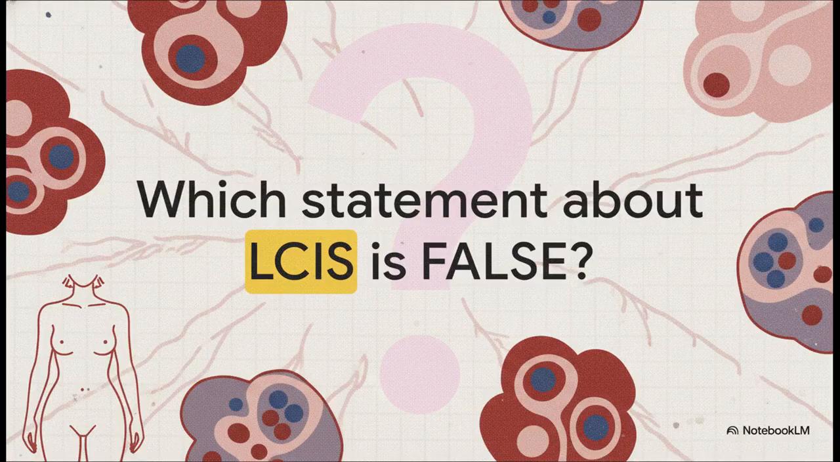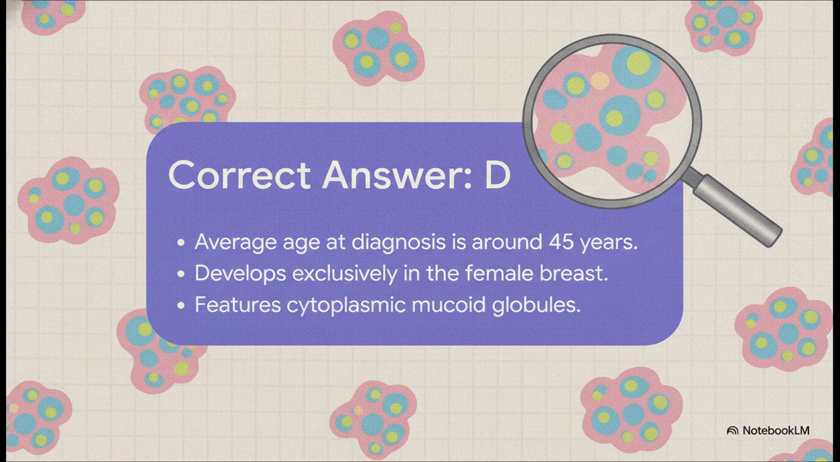Question 6. All of the following are true concerning breast lobular carcinoma in situ, or LCIS, except A. Develops only in the female breast. B. Cytoplasmic mucoid globules are a distinctive cellular feature. C. Frequency of LCIS cannot be reliably determined. Or D. The average age at diagnosis is 65 to 70 years. The false statement is D.